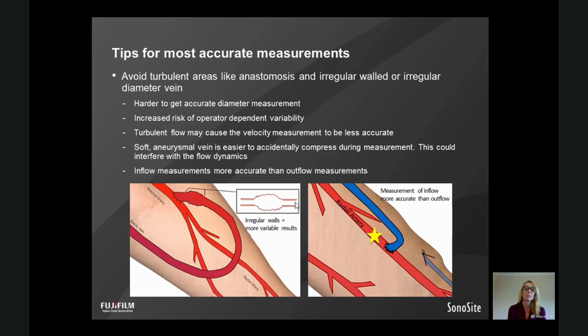Inflow measurements are more accurate than outflow measurements. So I recommend using the inflow arteries, particularly the big brachial artery, to do your volume flow measurements because you've got a nice laminar flow. The walls are fairly regular and it's a lot easier to do an accurate measurement into those areas. The only thing is obviously that the amount of blood running down a brachial artery is slightly different to the amount that's running in the fistula.